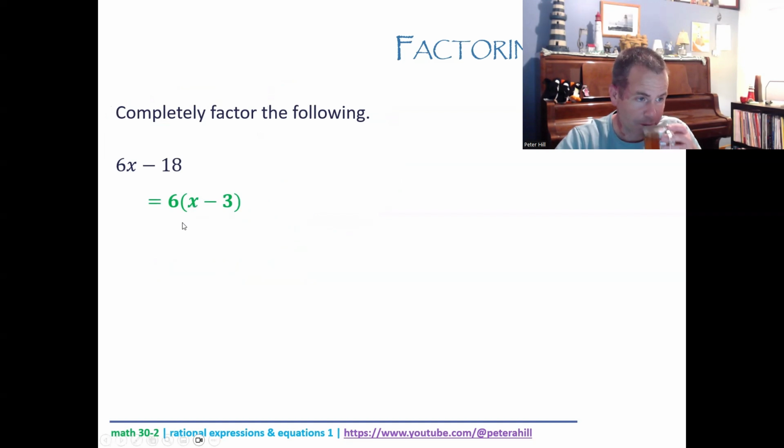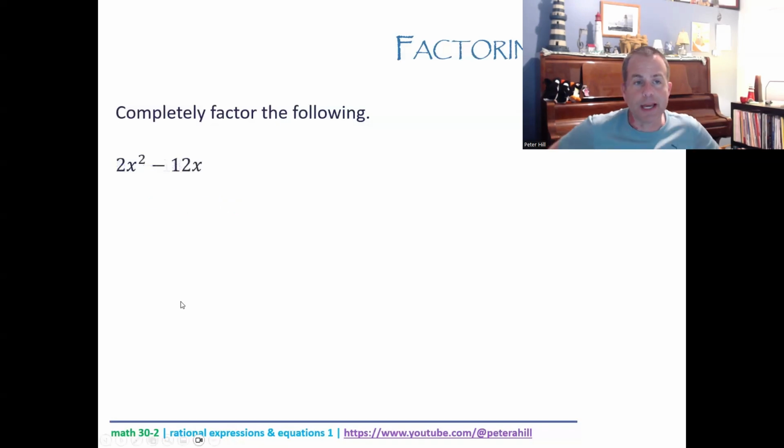Now, I can check myself by thinking about what would happen if I multiplied this. 6 times x gives me 6x, and 6 times negative 3 gives me that negative 18. So I haven't actually changed the question. I just made it into a multiplication statement instead of an addition or subtraction statement. All right, let's go again.